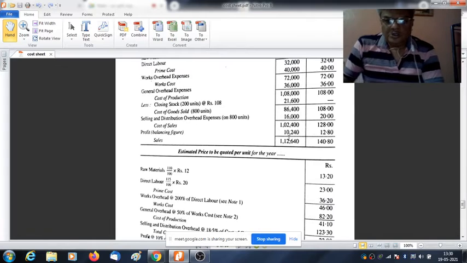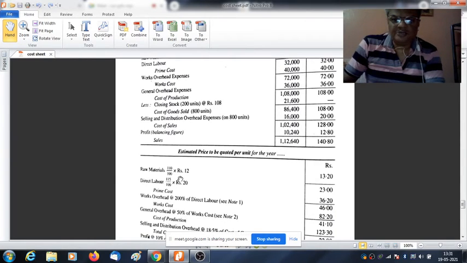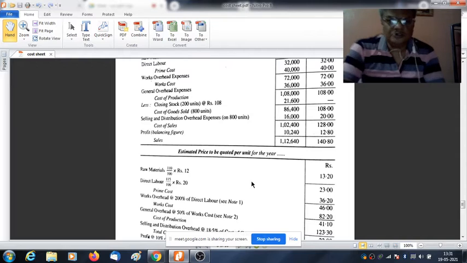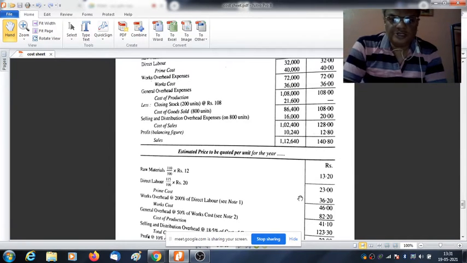So a 10% increase means 110 divided by 100 into. They have computed on a per unit basis. We can compute on the total value basis also. So it will be 13.2. Direct labor will be similarly the same percentage on direct labor per unit cost. It becomes 23. So prime cost becomes 36.